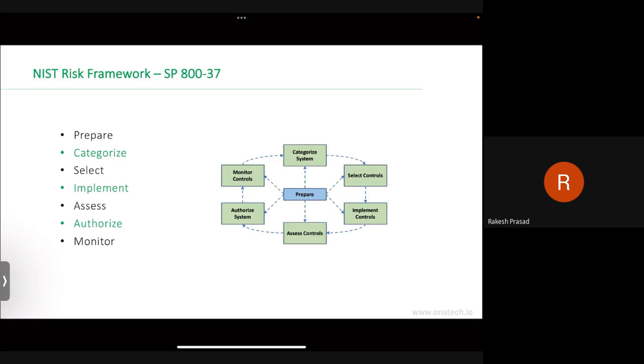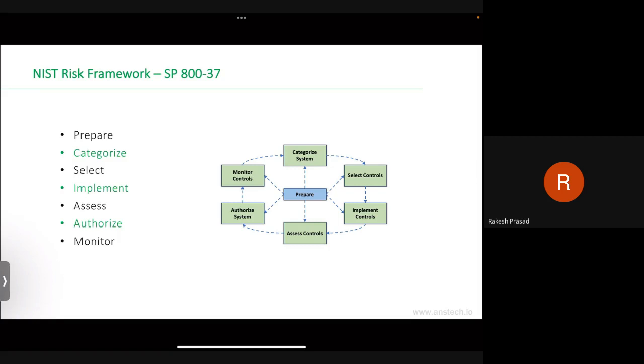So NIST SP 800-37 is a risk management framework. If you remember this much, it is more than enough. What do you do? You prepare your objectives, you categorize the risks, you select what controls you want to implement, you assess how the situation is after you have implemented the control, you authorize the system to be used, and you continuously monitor the system. So you prepare for risk management, and you categorize the system. The system could be an information system, a physical system, an infrastructural system, a process, or people. So you have to define the system.